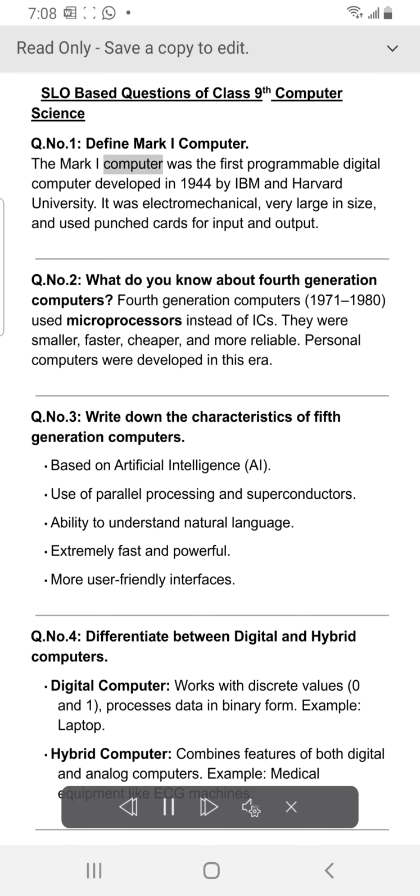The Mark I computer was the first programmable digital computer developed in 1944 by IBM and Harvard University. It was electromechanical, very large in size, and used punched cards for input and output.